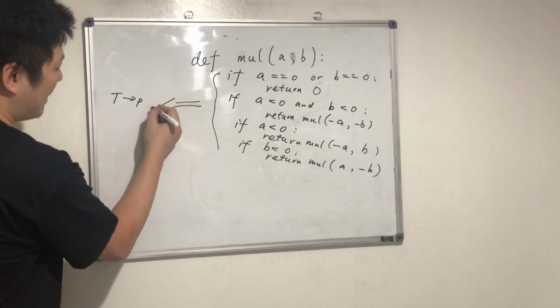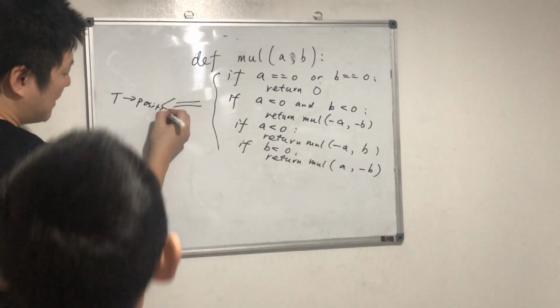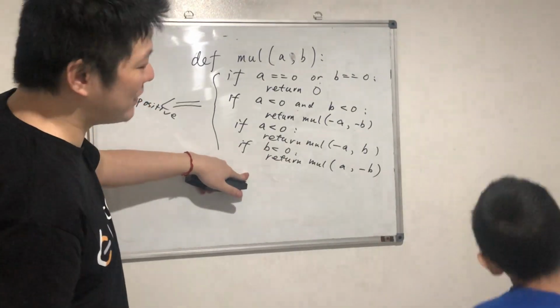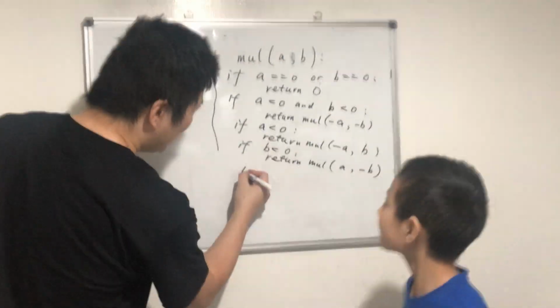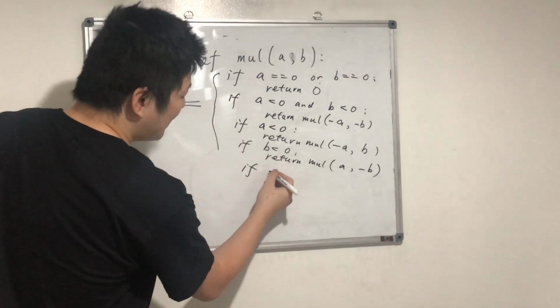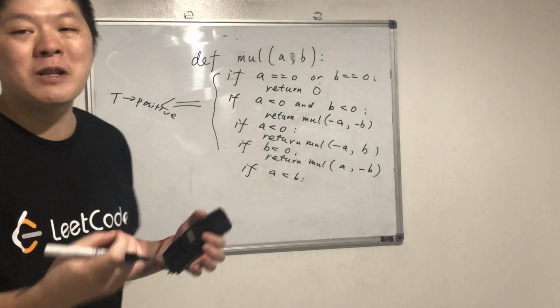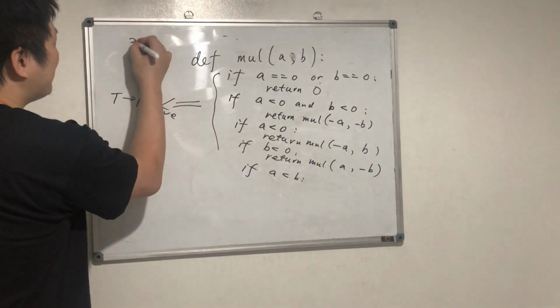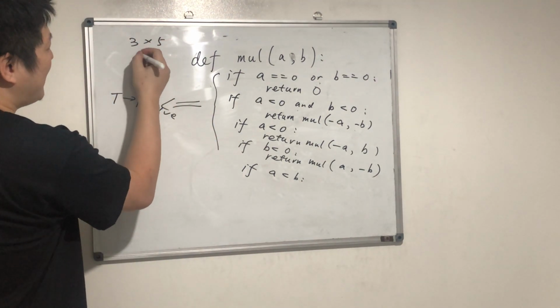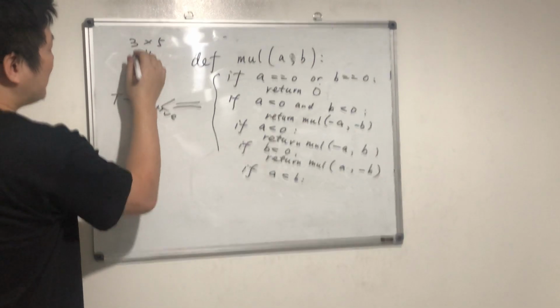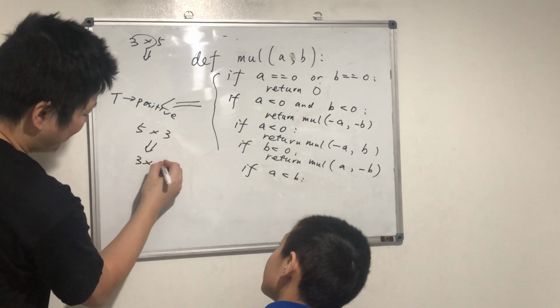Okay, so now positive. How can we do this? Look, if A is smaller than B, we want to turn 5 times 3 into 3 times 5, right? Why?